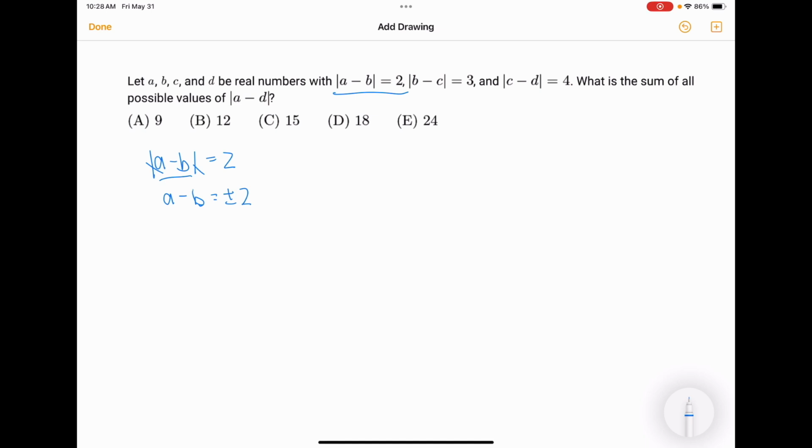And so that means that a is equal to b plus or minus 2. Why we want to take out a is because the question is asking us what is the sum of all possible values of the absolute value of a minus d. So we need to know how to express a, and then we also need to know d. And so we can just do the same thing with the remaining expressions.